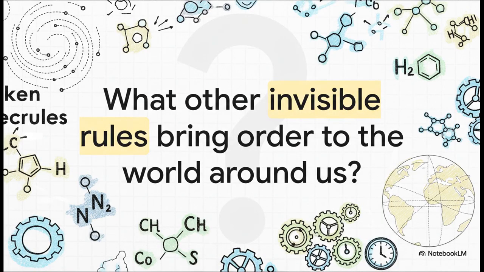And it really makes you wonder, doesn't it? By learning to see this completely invisible accounting system for electrons, we uncovered a deep rule that governs how the material world works. So, what other invisible rules are out there, just waiting for us to decipher them, that bring order to the amazing world all around us?